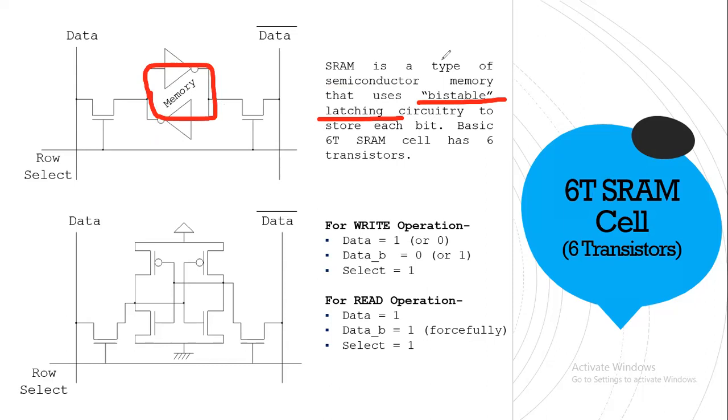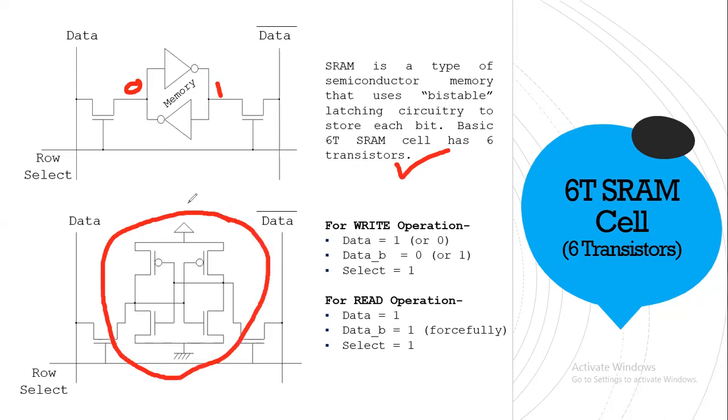Why is it called bistable? Because 1 becomes 0, 0 becomes 1, 1 becomes 0, 0 becomes 1. So there is a loop, right? This is a bistable latching circuitry, and in this the data will be stored. The basic 6T SRAM cell has 6 transistors. This is the detailed diagram of the previous one. They are actually the same.